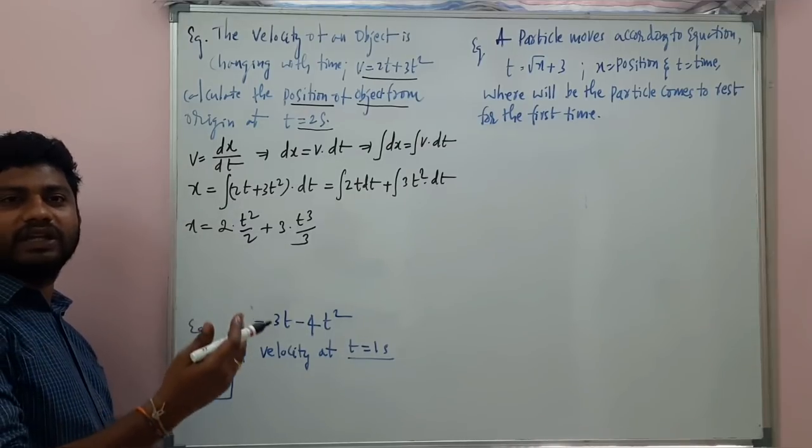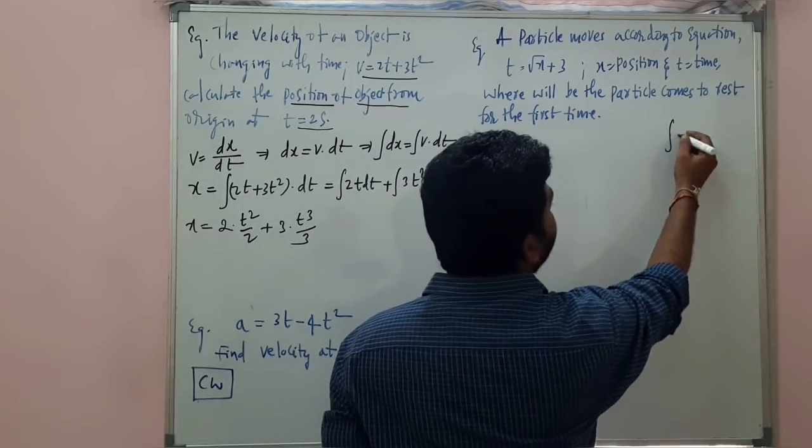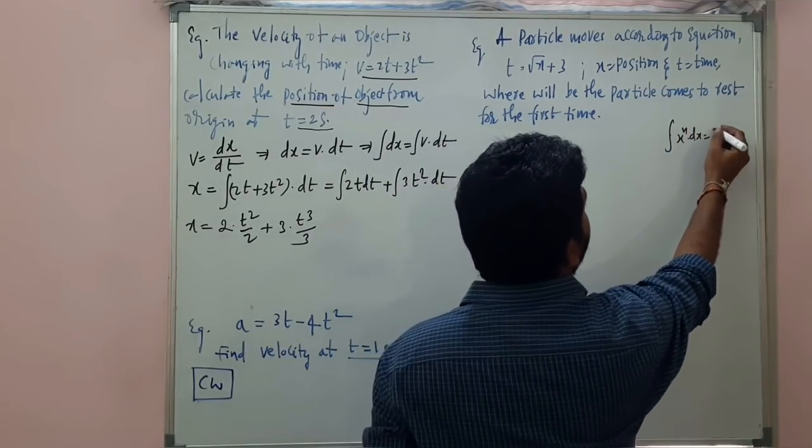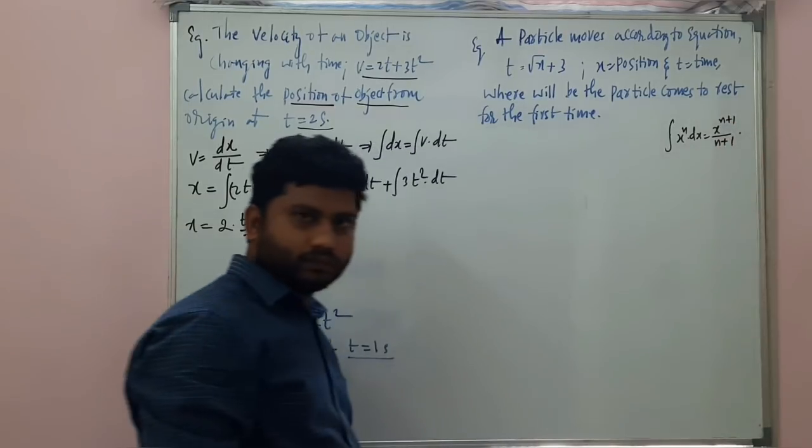This is in the form of integral t to the power n into dt, integral x to the power n into dx, right? The formula I will write somewhere here. You can see, integral x to the power n into dx is equal to x to the power n plus 1 by n plus 1. Okay?